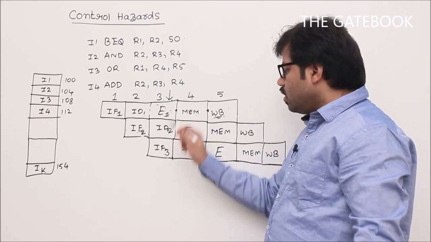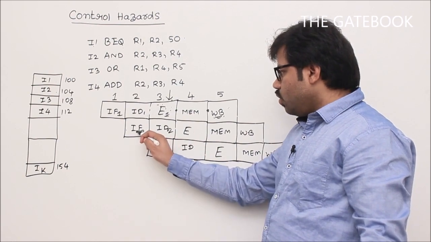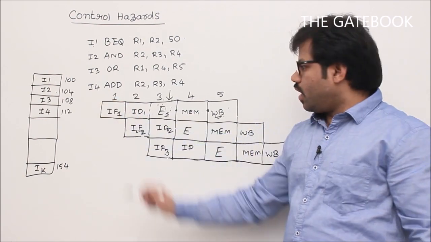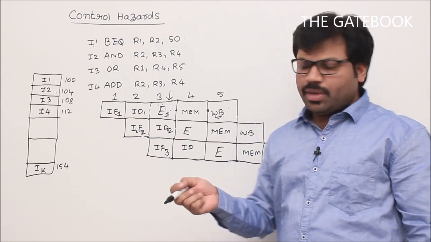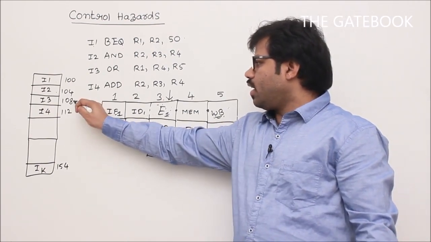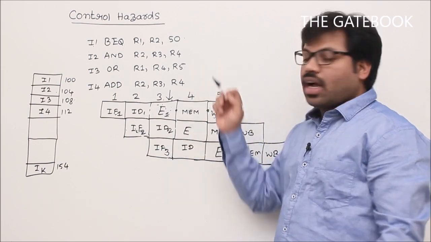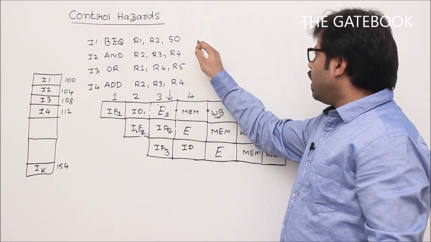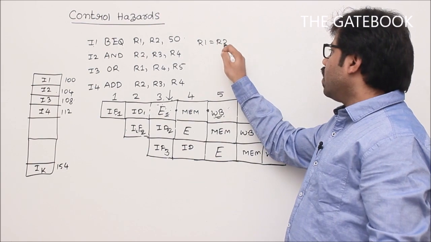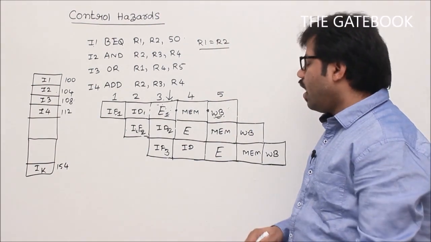It will fetch the third instruction, because at this level you incremented the program counter again, correct? For every fetch, the program counter will be incremented. Because of that, for the third fetch, the 108th instruction will be taken, which is I3. Everything is going good if R1 not equal to R2. Now let us take a case called R1 equal to R2. If R1 equal to R2, then what happens, we'll see.